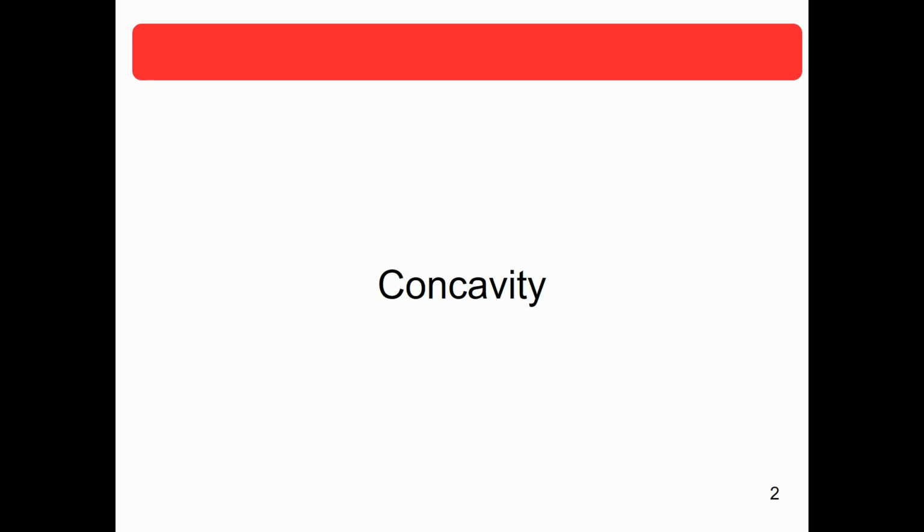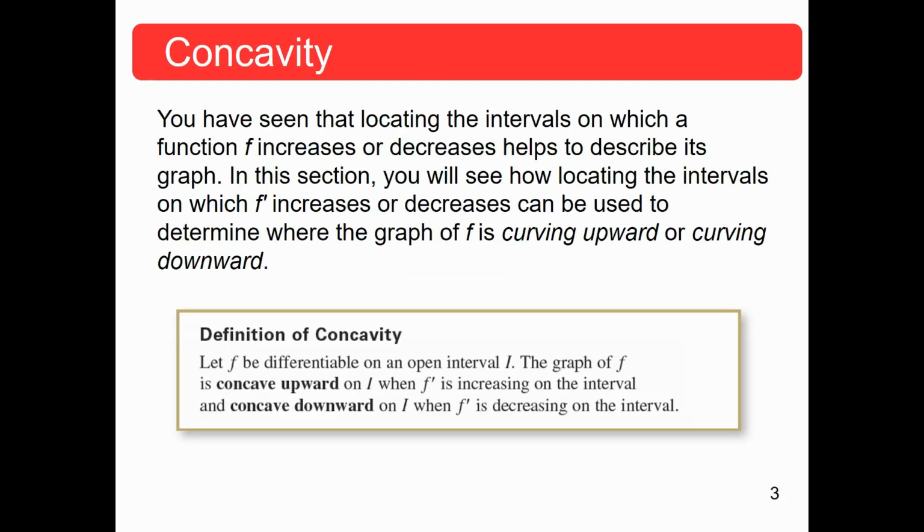In this video, we are looking at concavity. So we've seen that locating the intervals on which a function increases or decreases helps us to describe the graph. Now in this section, we're going to see how locating the intervals on which f prime is increasing or decreasing can be used to determine where the graph of f is curving upward or curving downward. This upward and downward curve is called concavity.